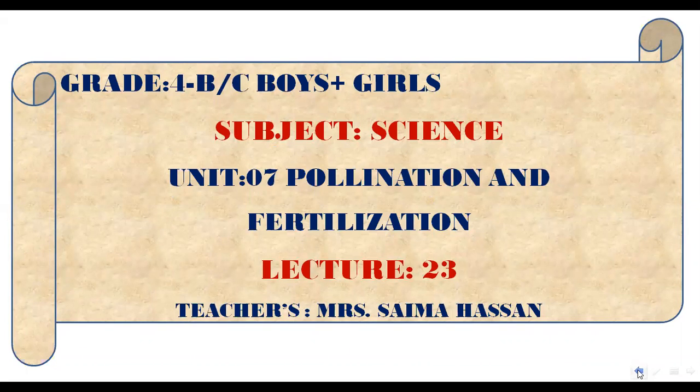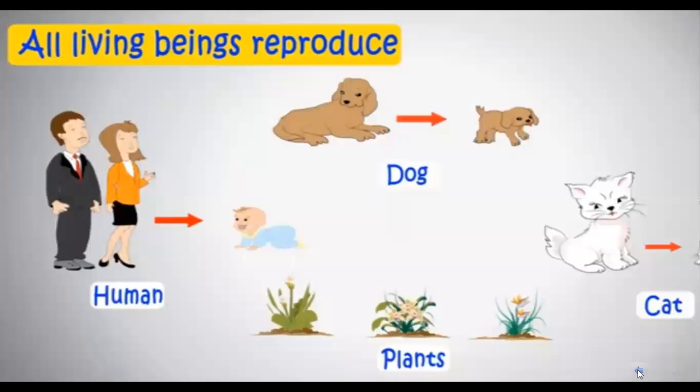Dear students, in the previous lecture we discussed Unit 7, Pollination and Fertilization. Today we are going to continue the same unit, Pollination and Fertilization. So all of you open your science books and come to page number 42. Students, all of you know that all living beings reproduce. Human, dog, plants. All living beings have the ability to reproduce.